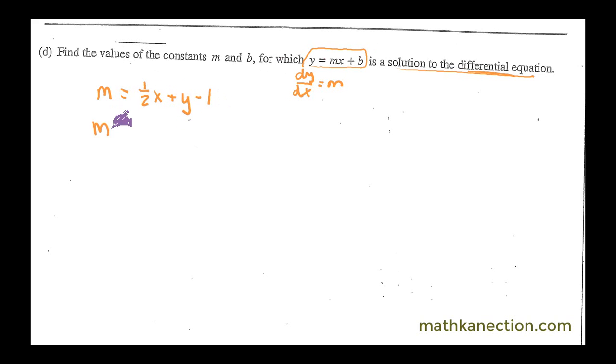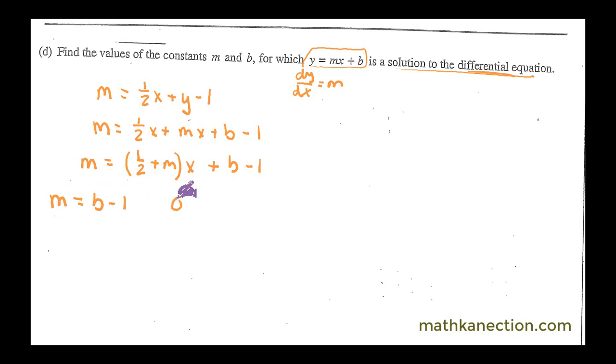y is just mx plus b, so we can replace y with mx plus b, then group the terms together so that we have the linear terms together and the constants together. The definition of equality is that a constant on the left-hand side would equal the constant on the right-hand side, and the linear term on the left-hand side would equal the linear term on the right-hand side. Then solving for the value of m, and then replacing in that value of m to solve for the value of b.